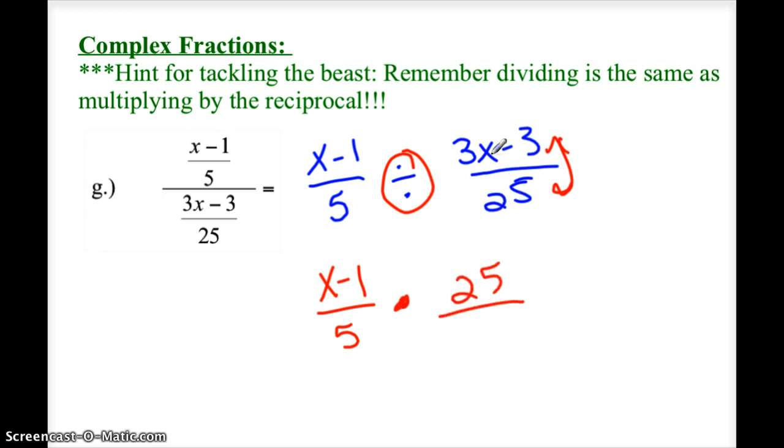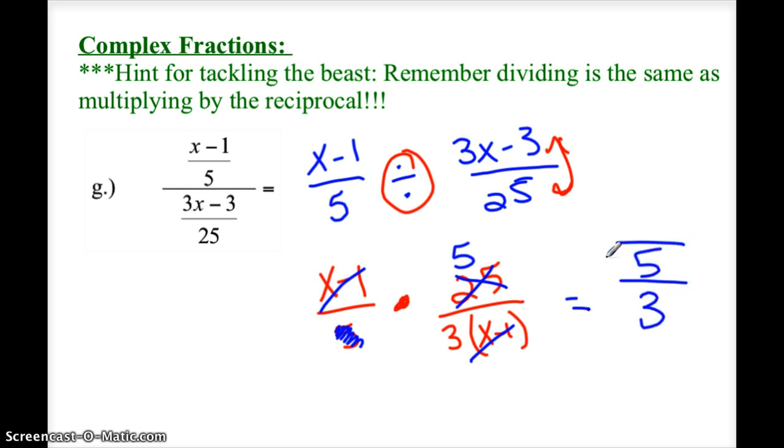Can't do anything with 25. 3x minus 3 though, I can take out a 3 and I'm left with x minus 1. So then, cool part, cross out like stuff. Hey, you know what? This 5, I can cancel it out. Well, actually rather, divide it out. And 25 turns into a regular 5. So what's left on top? A 5. What's left on the bottom? A 3. All right, so that's all it is to complex fractions. It's just realizing that it can be rewritten in this way that we're already used to.